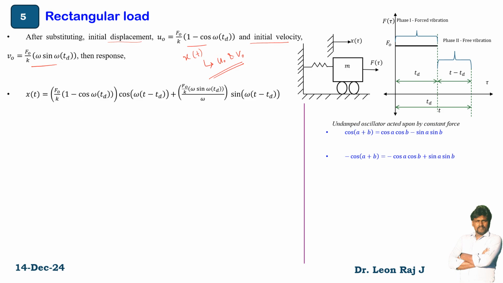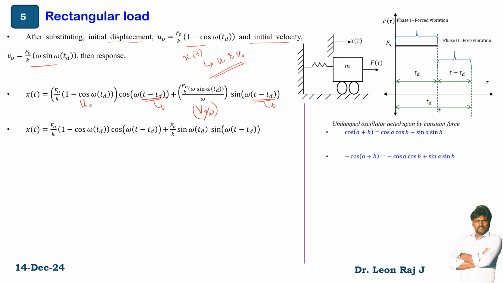Just substitute this in the free vibration response. What is the free vibration response? x of t equal to u0 cos omega t, where t is substituted by t minus td. So here t minus td, this is omega t, and t is here t minus td. So u0 here, and v0 by omega in the sine omega t. So this is nothing but a free vibration response.